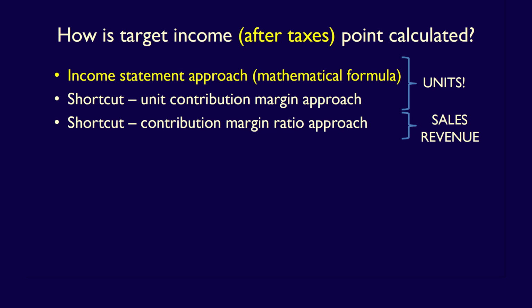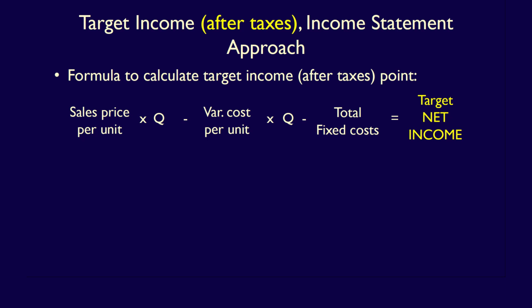Say we have decided to use the mathematical formula to calculate the number of units required to earn $232,500 of after-tax income. Can we simply update the formula and replace target operating income with target net income?